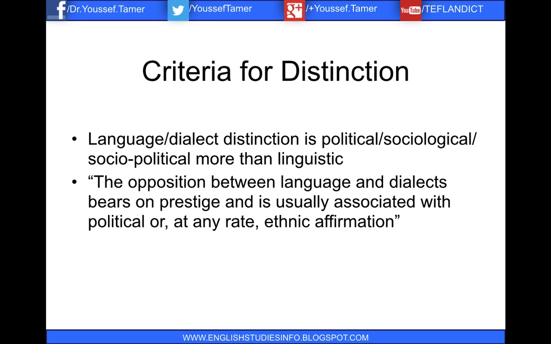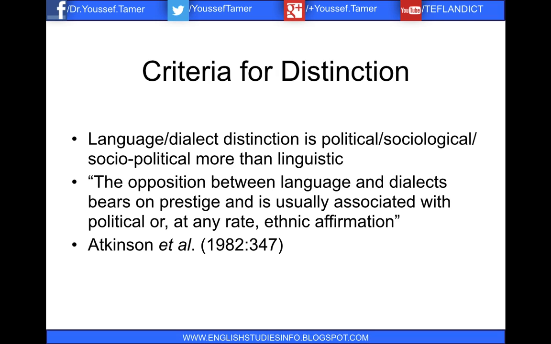The opposition, as it is stated in the following reference, Atkinson et al., 1982, the opposition between language and dialect bears on prestige. This is one of the main reasons to distinguish between language and dialect. If you think about standard Arabic, it's regarded as more prestigious than Moroccan Arabic. So it has to do with prestige and is usually associated with political or ethnic affirmation.